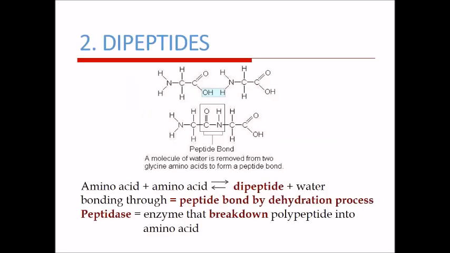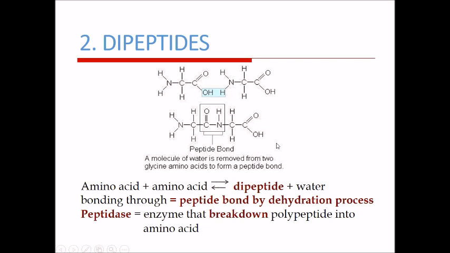And next is dipeptides. When two monomers, one amino acid monomer and another, bond together through condensation, or the removal of water, H2O, they will form a link known as the peptide bond. And now the structure is known as a dipeptide.